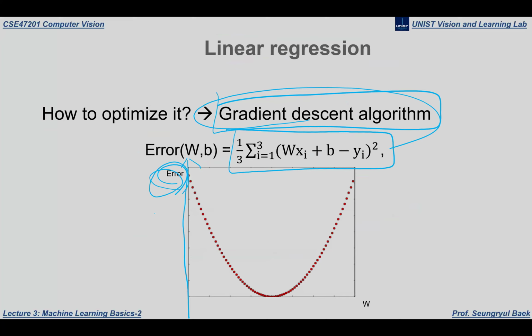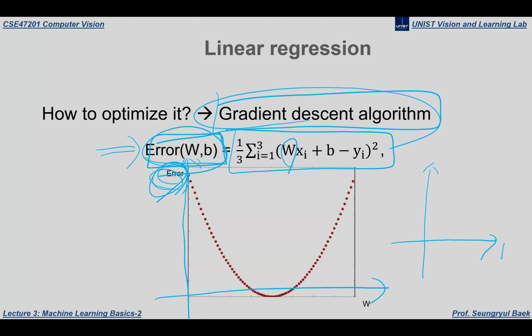For this equation, I will draw the 2D graph. There, the y-axis means the error, and the x-axis means this w. We can draw another graph for b and error. Here, our error function depends on two variables, w and b, so we can draw two types of graph.